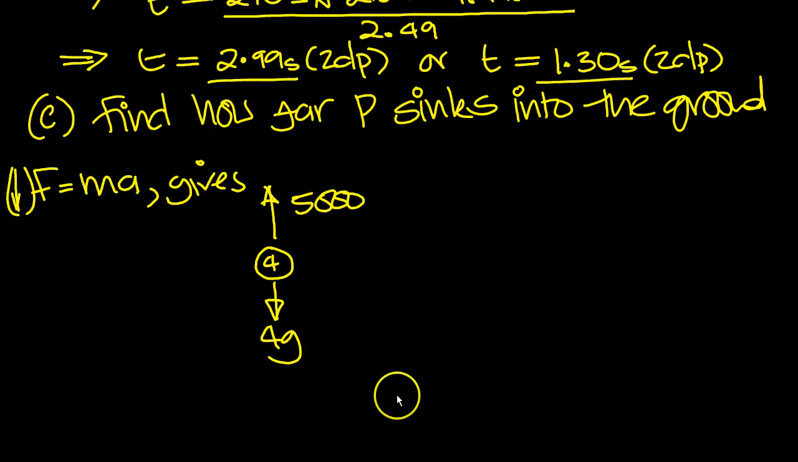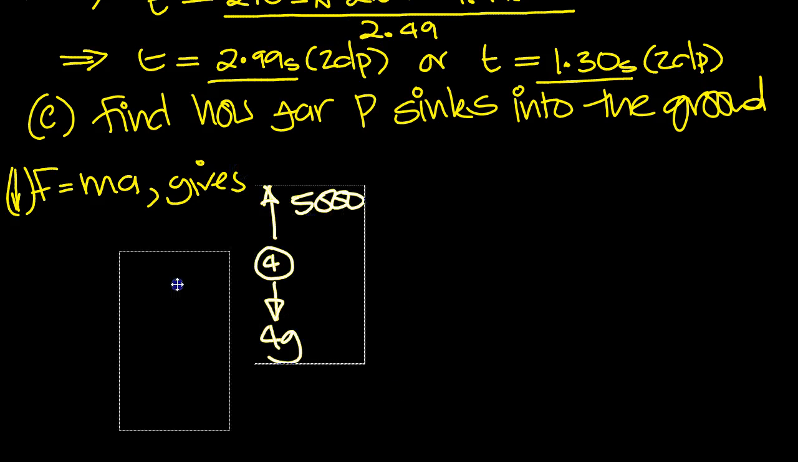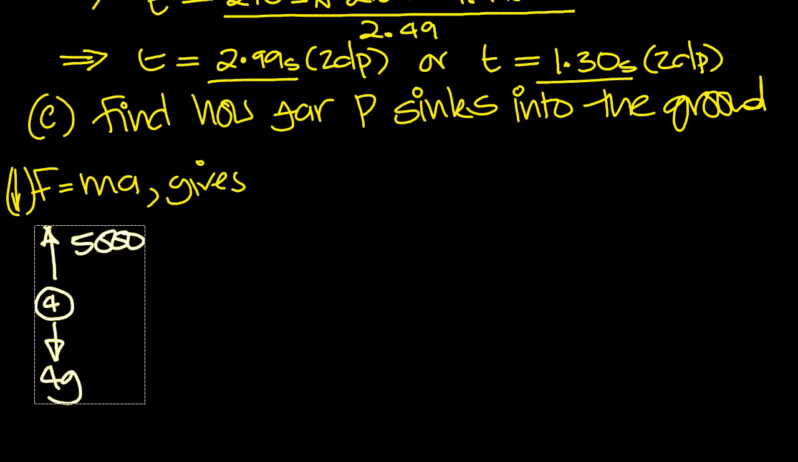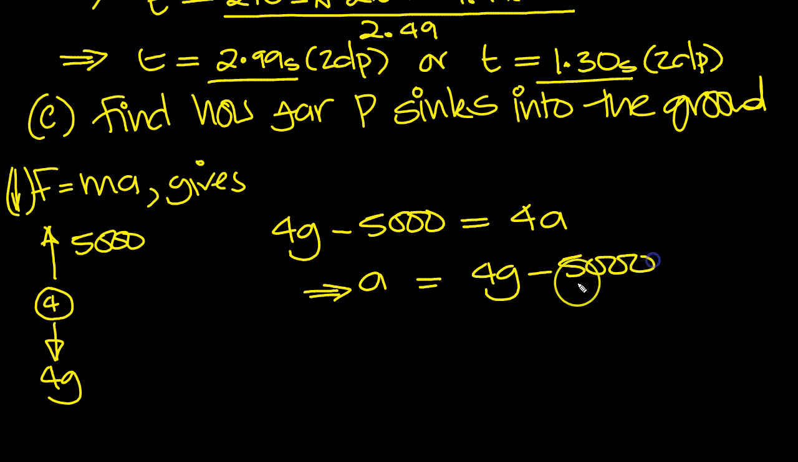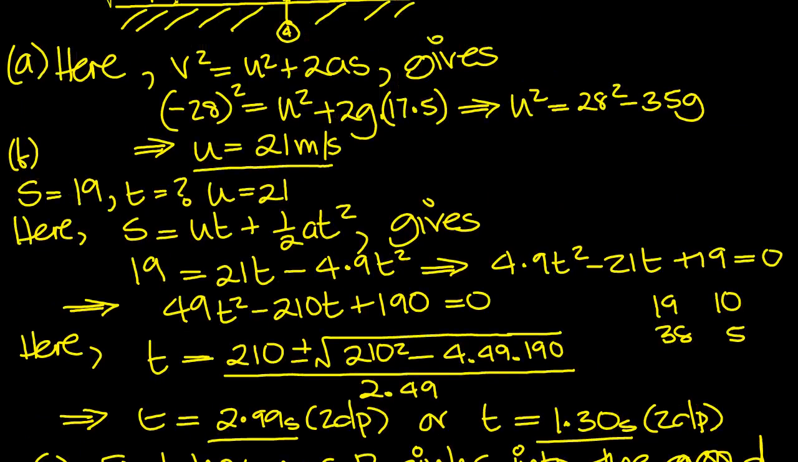Okay, so let's have a look at that then. F equals ma. So what do we get? Well, downwards direction, 4g minus 5,000 is equal to mass times the acceleration. So the acceleration then, a, is equal to 4g minus 5,000. So move the 4 from times to divide. So let's just go back and check what the question wants us to find out.